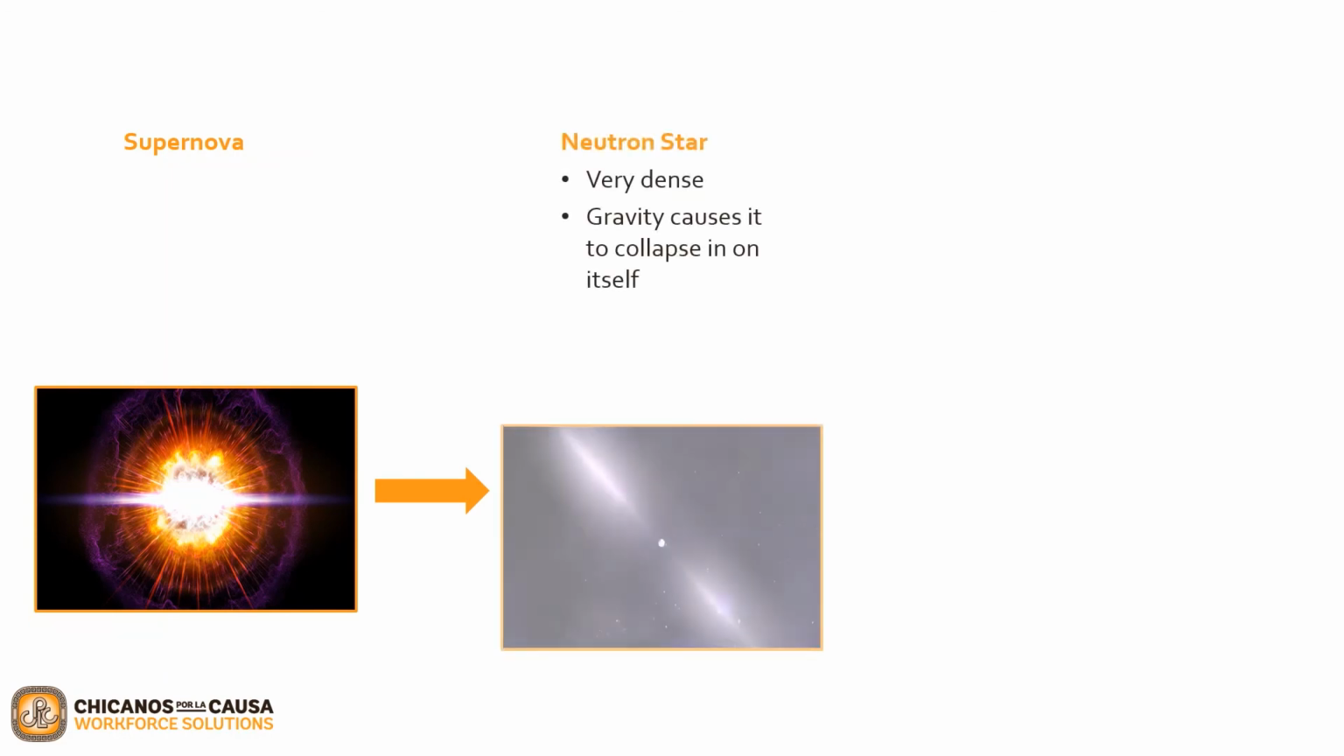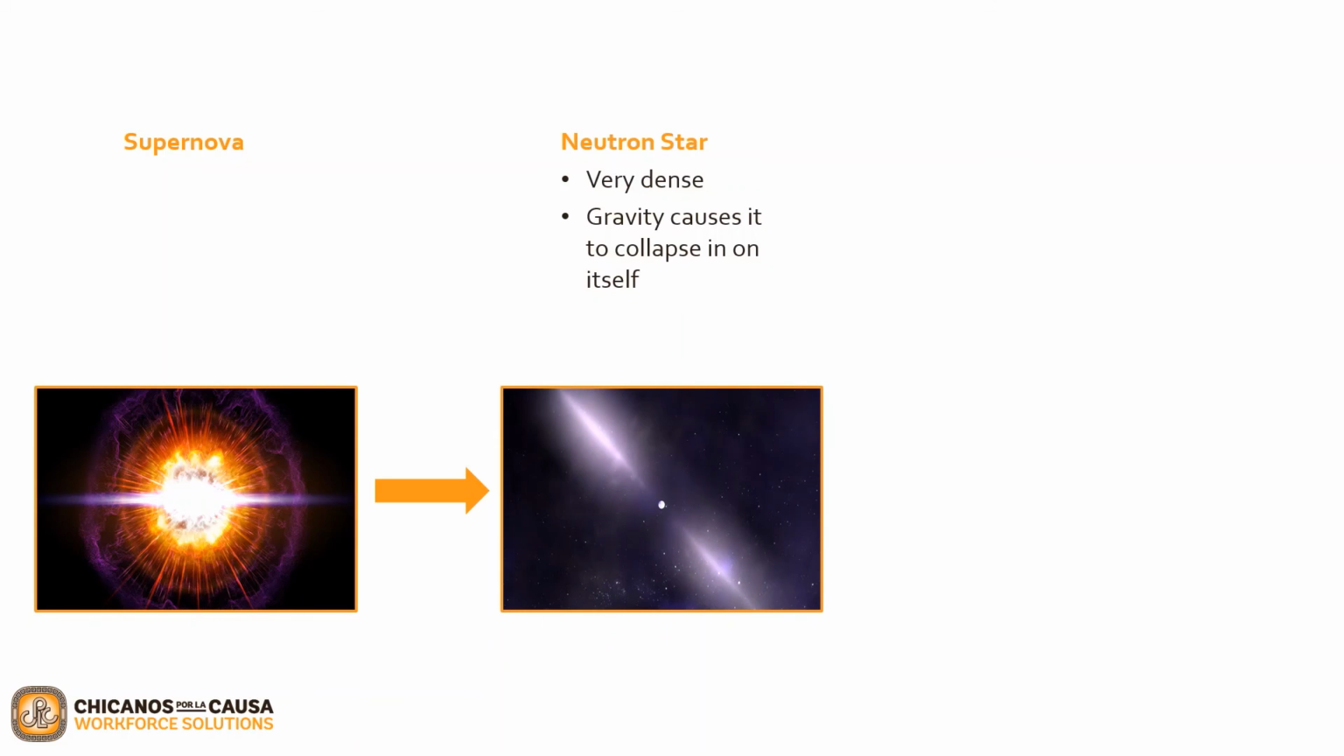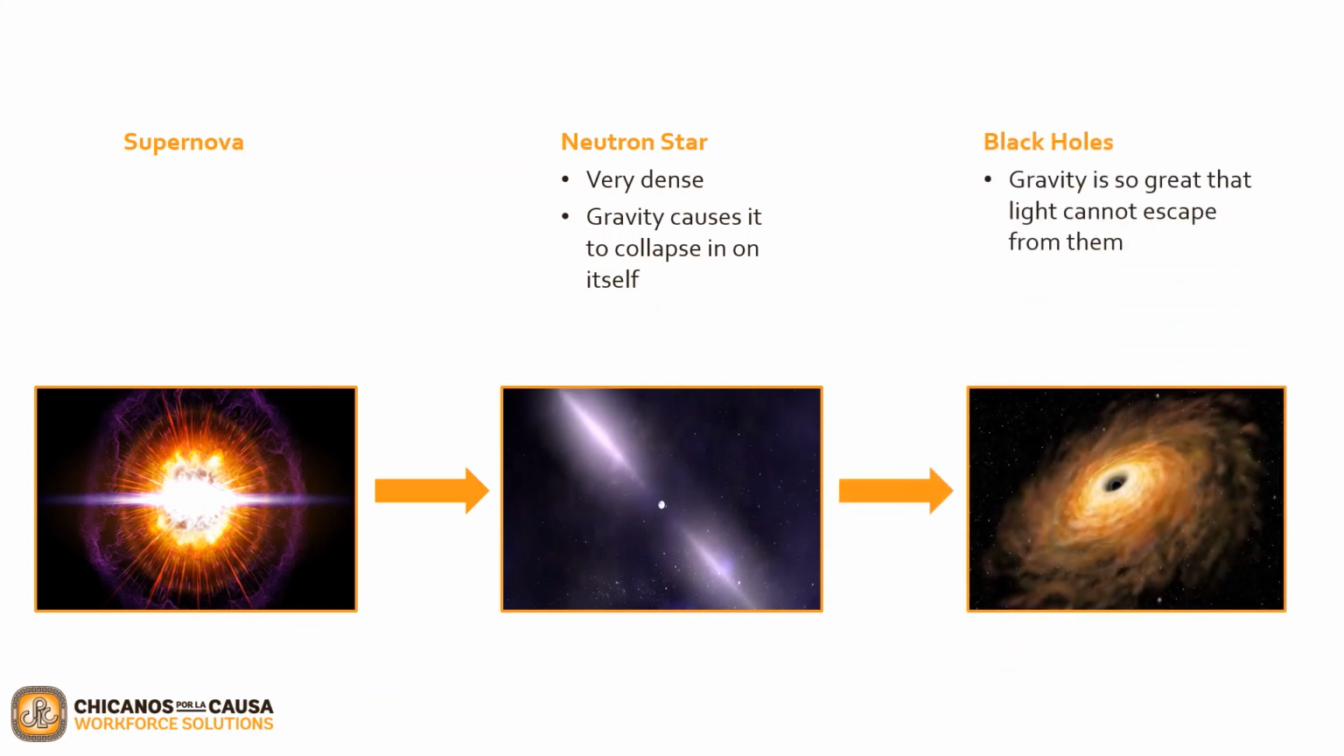Let's continue on with the cycle of the supernova. When a supernova explodes, it leaves behind a neutron star. During this stage, the neutron star is very dense and gravity causes it to collapse in on itself. When this happens, black holes are made. The gravity in a black hole is so great that light cannot escape from it.